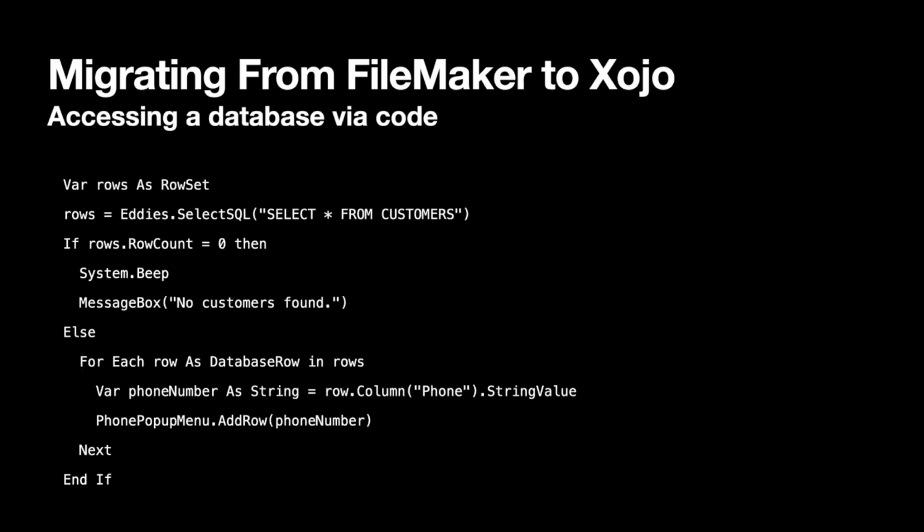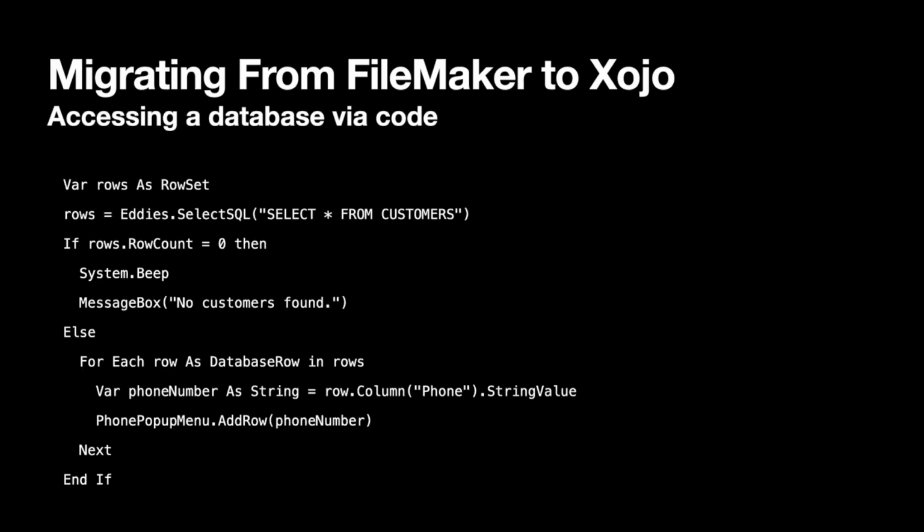Otherwise, there was more than 0 customers. So this is going through a loop for each row as a database row in that rows, the list of all the rows, and it's getting the phone number out of each one and putting it in a variable called phone number, and then just adding it as a row to a pop-up menu called phone pop-up. So it just loops through them all, puts all the phone numbers into a pop-up menu. So that just gives you a little bit of an idea of some code.